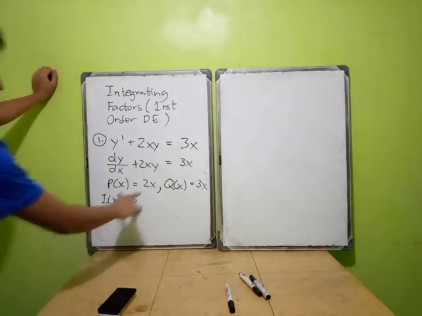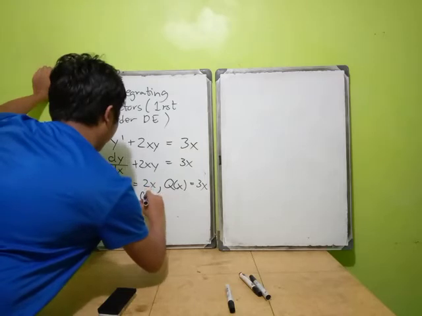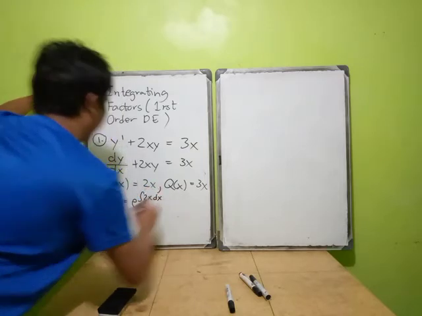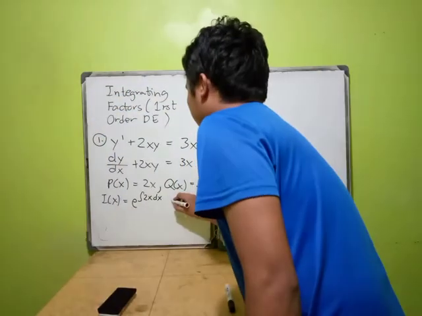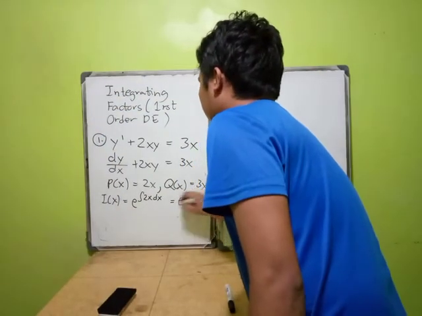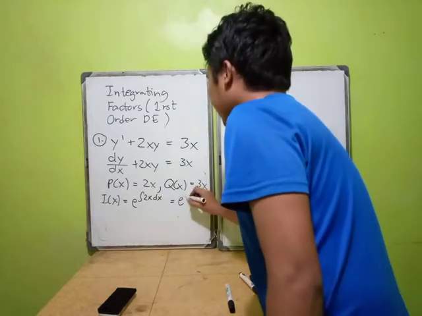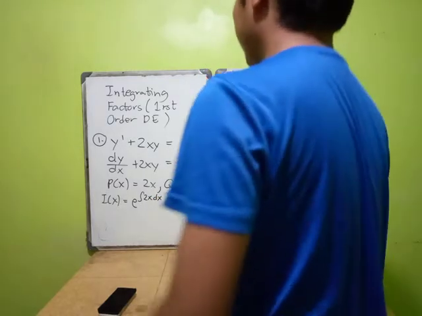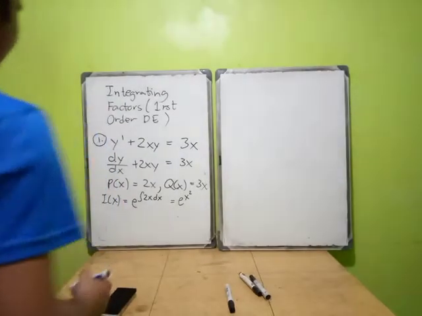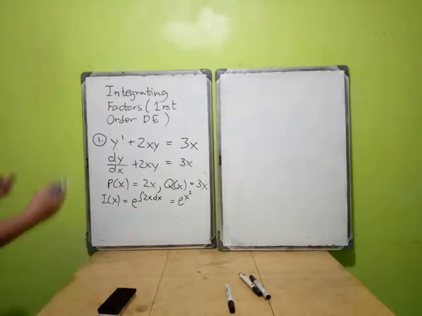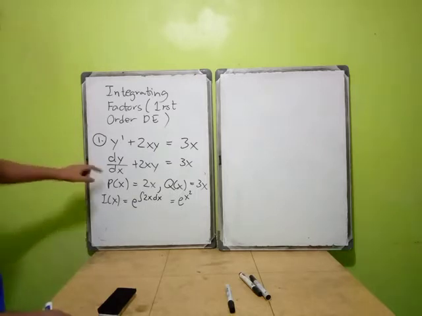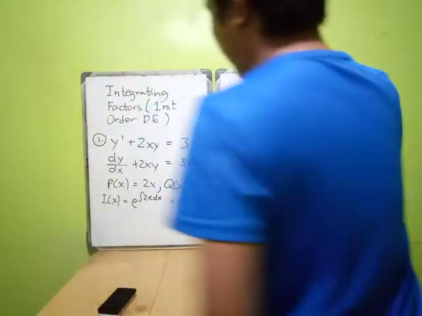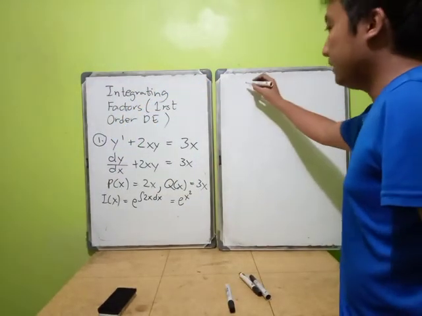And the integral of px is this, 2x dx. Okay. So, let's simplify. It will become e to the power of integral of 2x, which is e to the power of x squared. Okay. So, if that is the case, you can multiply this here. Maybe it is wider if we put it here.